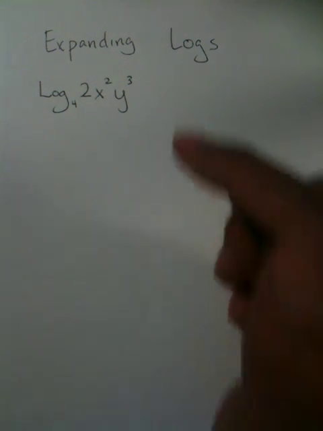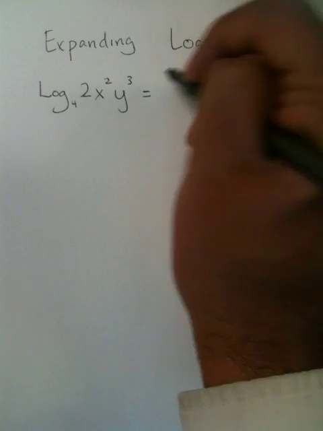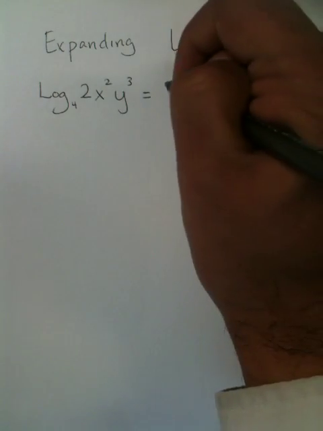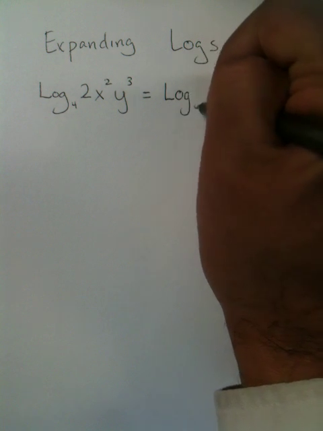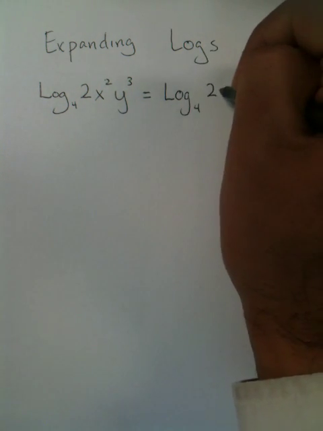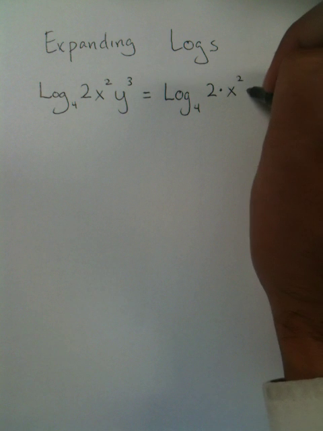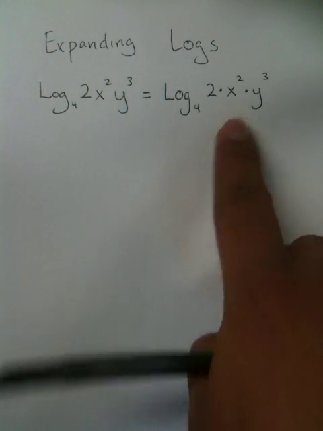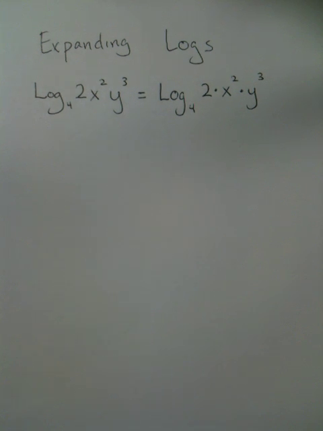Now, with expanding logs, one of the things you want to do is really understand what you're trying to expand. So when we look at this log problem, it's much easier to understand that you're taking a 2, multiplying it by an x squared, and multiplying it by a y to the third power. These multiplication symbols allow you to know which property you're about to apply to the logarithms.